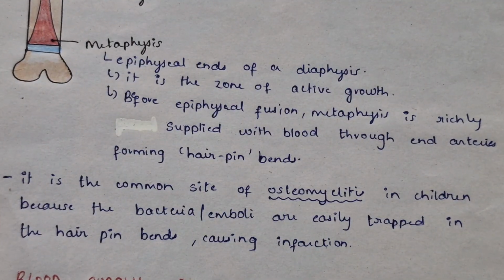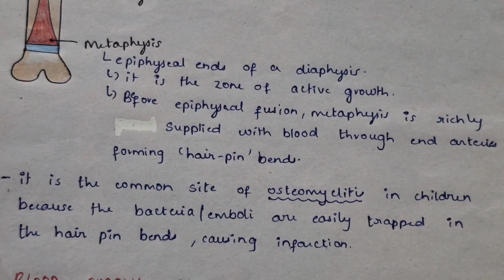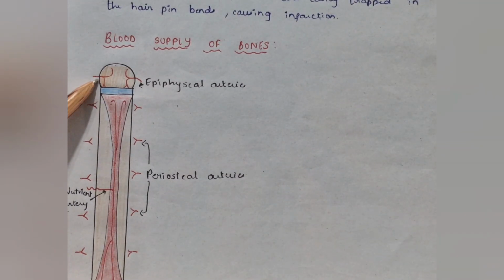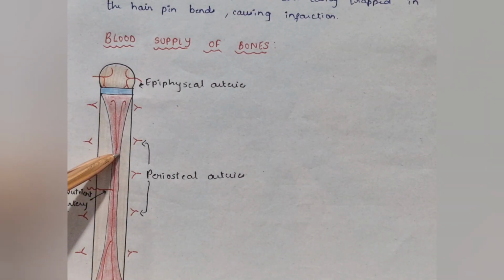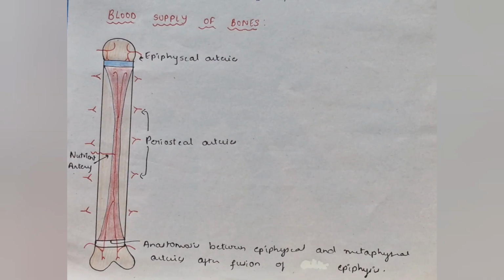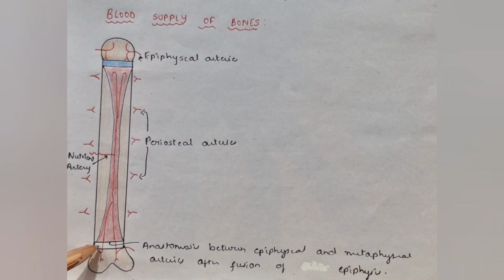The metaphysis is the common site of osteomyelitis in children because the bacteria or the emboli are easily trapped in the hairpin bends, causing infarction. Blood supply of the bones is done by the epiphyseal arteries, the periosteal artery, the nutrient artery. This is the anastomosis between the epiphyseal and the metaphyseal arteries after fusion of epiphyses.